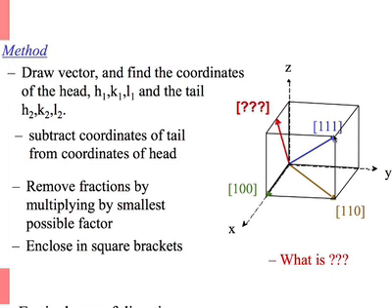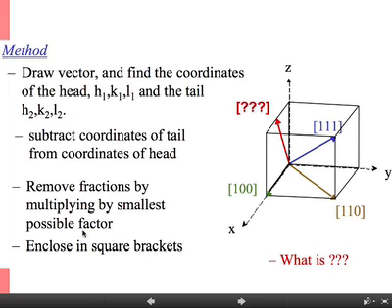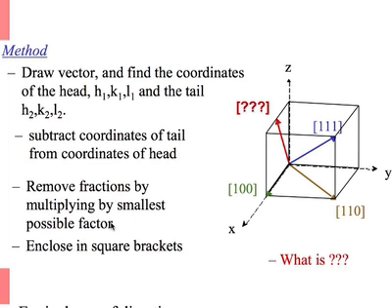Now, of course, you can have fractions in crystals, because you will not always have ones; you can have halves and thirds and so on. So you need to get rid of the fractions. This is just for notational purposes and really has no other purpose. You remove the fractions by multiplying by the smallest possible factor. So if you have 1/2, 1, 1, you multiply everything by 2 and get 1, 2, 2. We'll look at some examples. They're very straightforward. Then you enclose them in square brackets to define a direction.